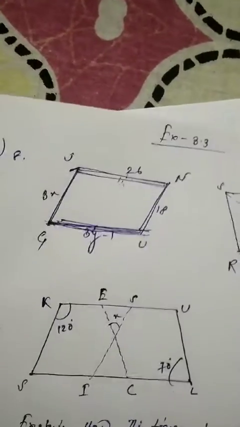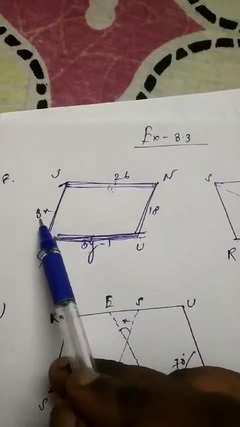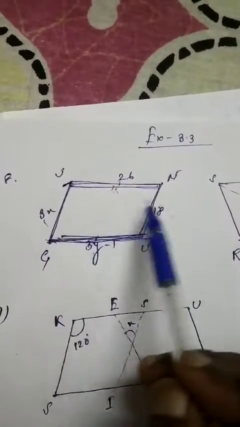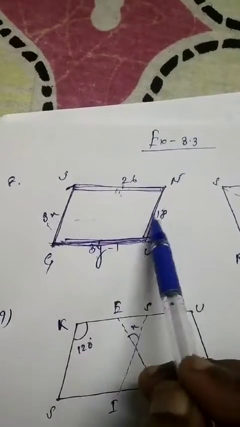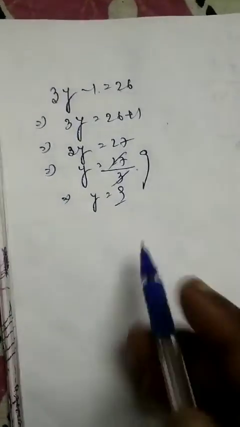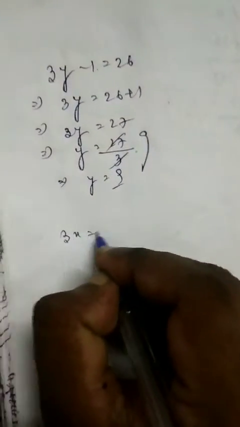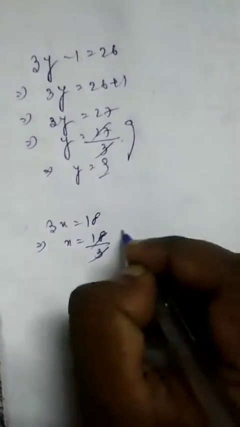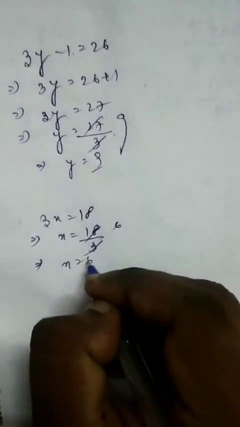Again in this question, this side is 3x and this side is 18. So we know that these two sides are equal because parallelogram says opposite sides are equal. So here I can write 3x equal to 18, x equal to 18 by 3 equal to 6, x equal to 6.